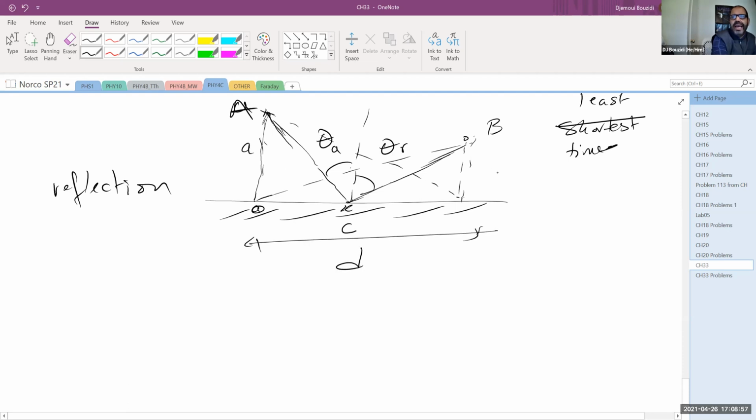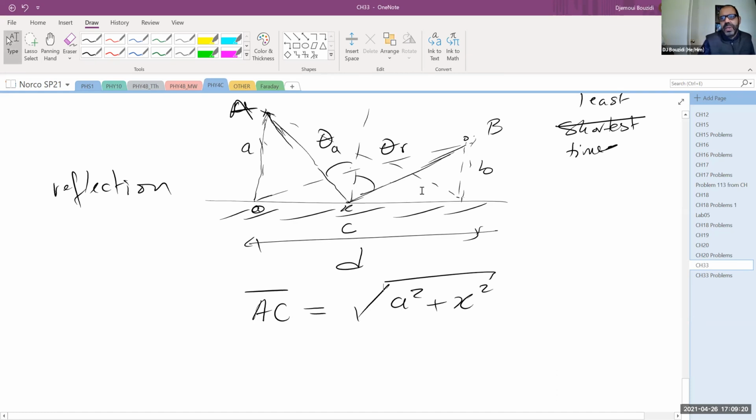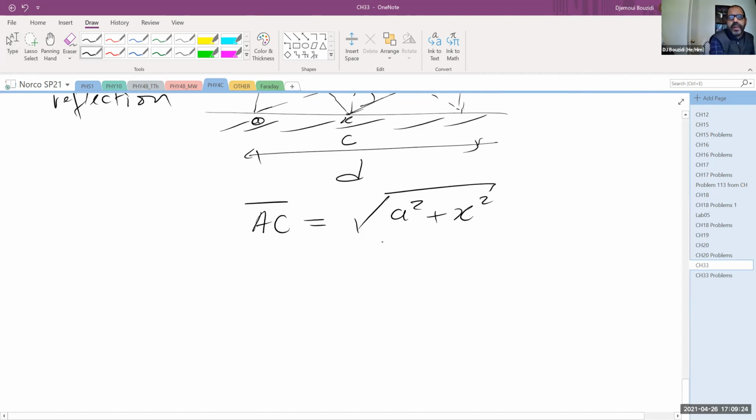This distance, I'm going to call it a, and this distance, I'm going to call it b. It's clear from the geometry in here that the distance from A to C is just the square root of a squared plus x squared. So the distance AC is simply equal to the square root of a squared plus x squared. That's simple enough, okay?